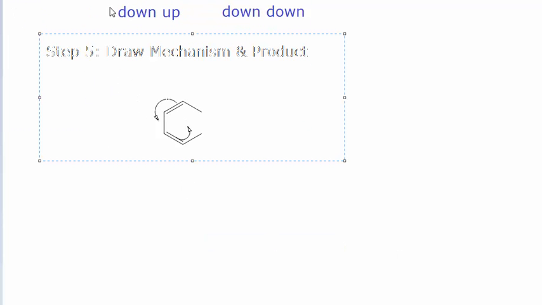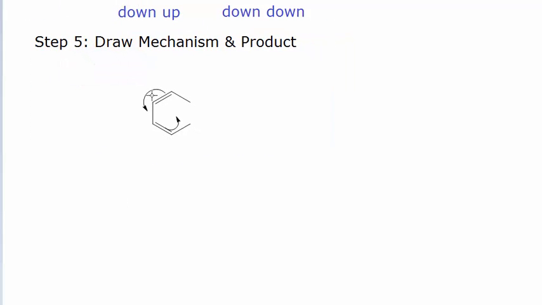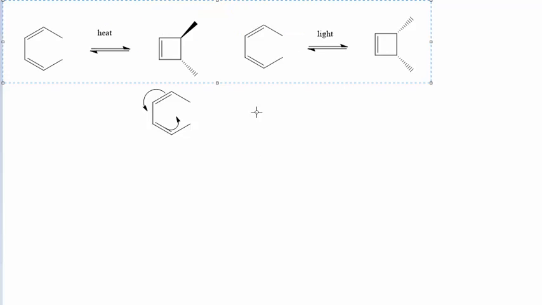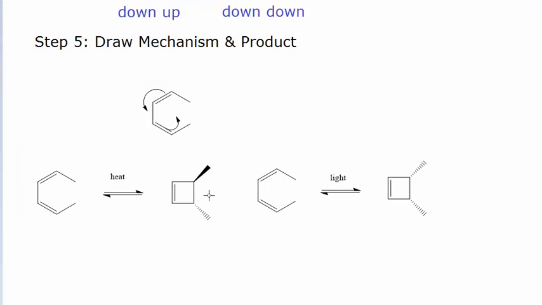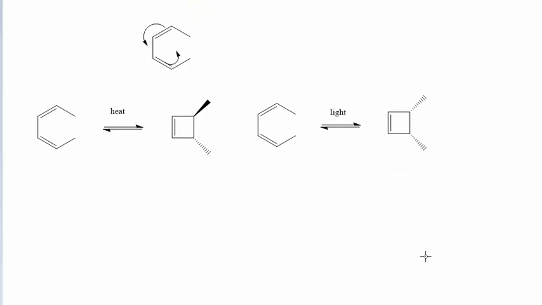So now that you know that, all you need to do is first draw what your mechanism is going to be. So draw your mechanism. So this will move like this, and this will move like this. You're going to get the 4-membered ring. And for heat, it'll look like this, because remember, down, up, and over here, for light, it's going to be down, down. Alright, that's pretty much everything you need to know about the electrocyclic ring closing.